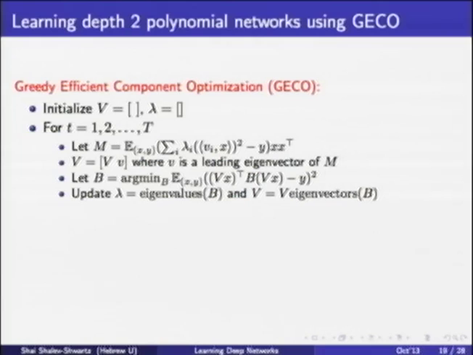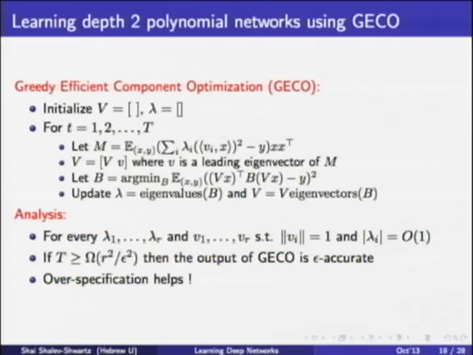So finding the largest coordinate corresponds to finding the leading eigenvector of M, then you get a smaller problem of fitting a small matrix B and minimizing the loss over it. This is a convex optimization problem of small size, so it can be solved easily. And finally, you decompose B to eigenvectors and eigenvalues, and you construct lambda and V out of it and iterate.